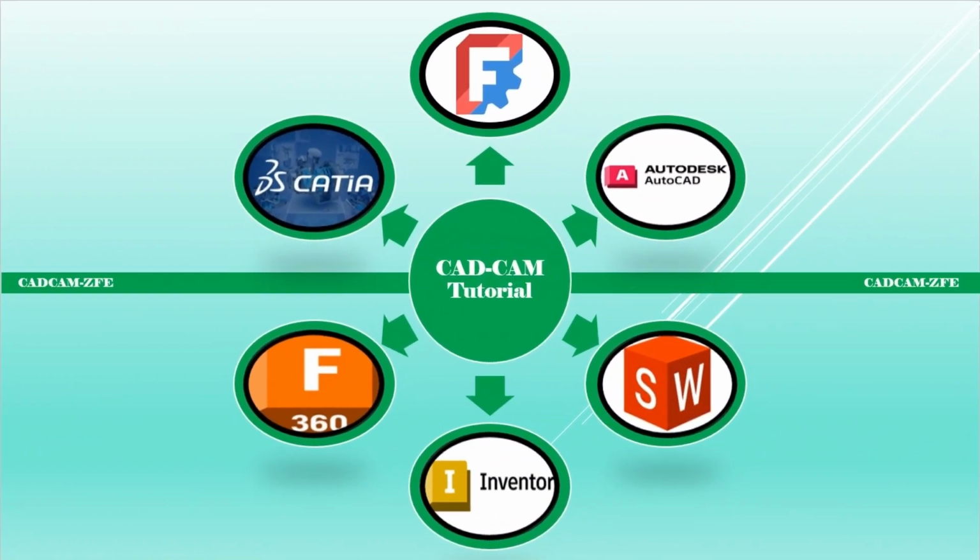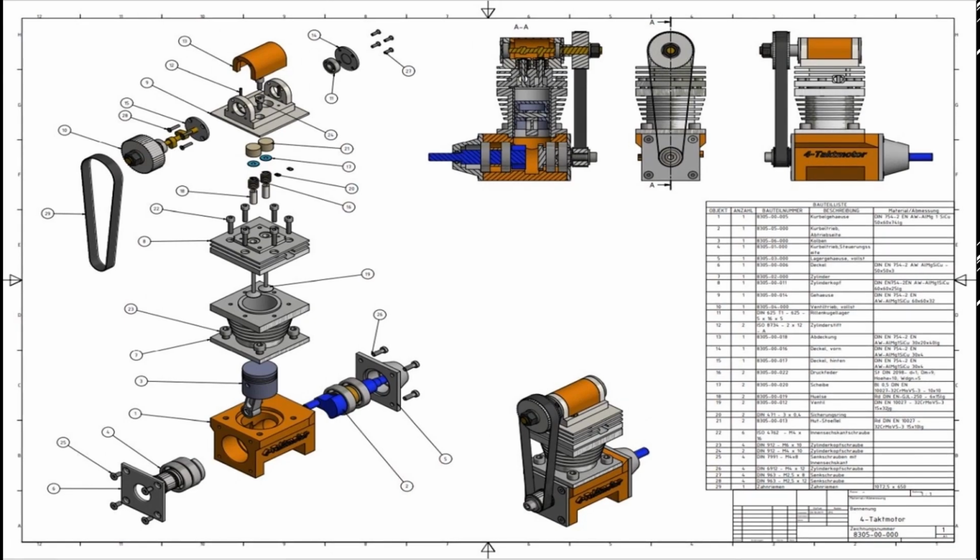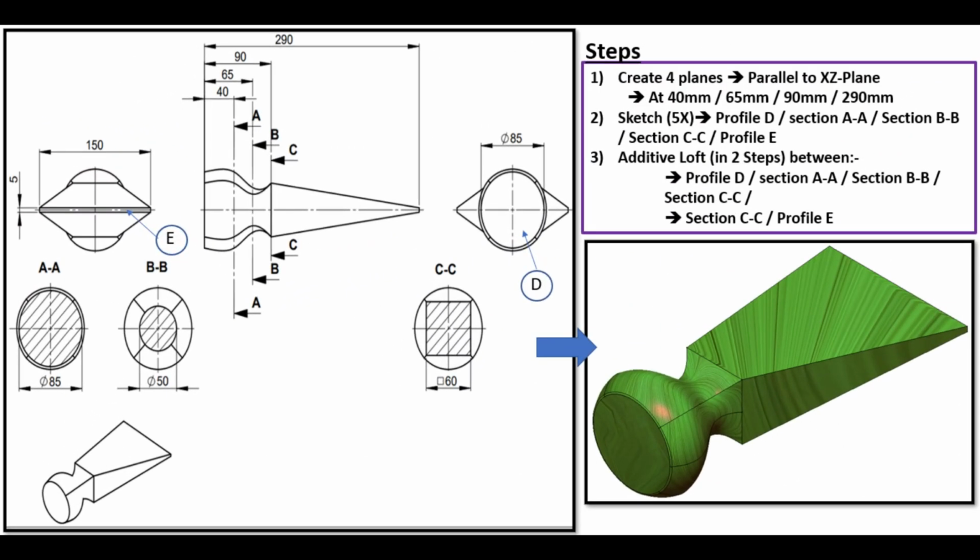Today I will show you how to create a 3D model from an existing 2D drawing with the help of FreeCAD tools like Datum Plane and Additive Loft. This is the exercise for today. We convert this 2D drawing step by step into this 3D solid part. These are the steps and the tools that I used to convert this 2D drawing into a 3D solid part.